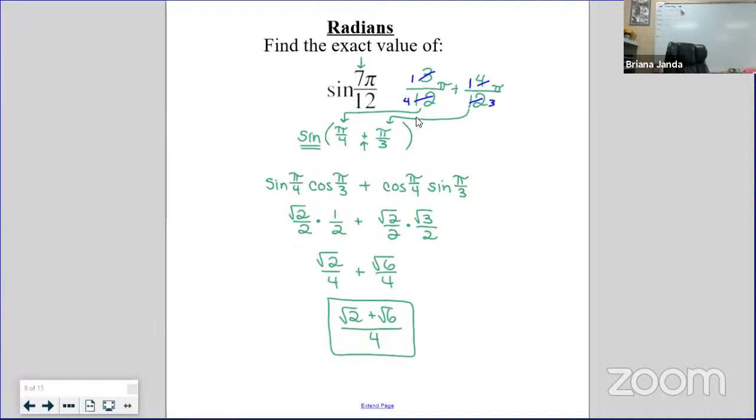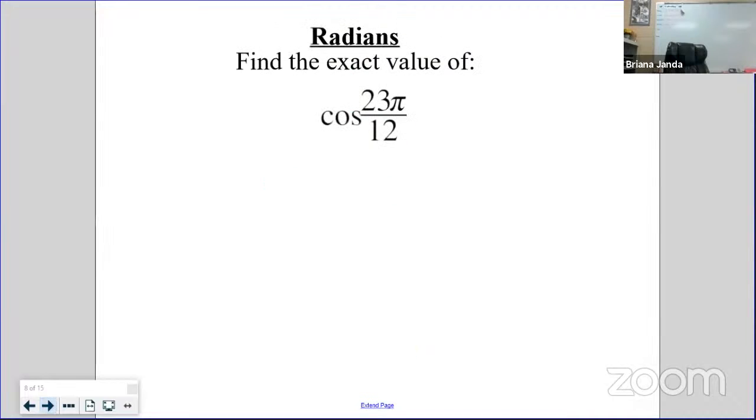I know I showed this to you with a sine, but it does apply to cosine as well. Anytime you have radians, tangent as well, we're going to attack it this way. So let's try one more here. Cosine of 23 pi over 12. So you're going to start with 2 fractions over 12.